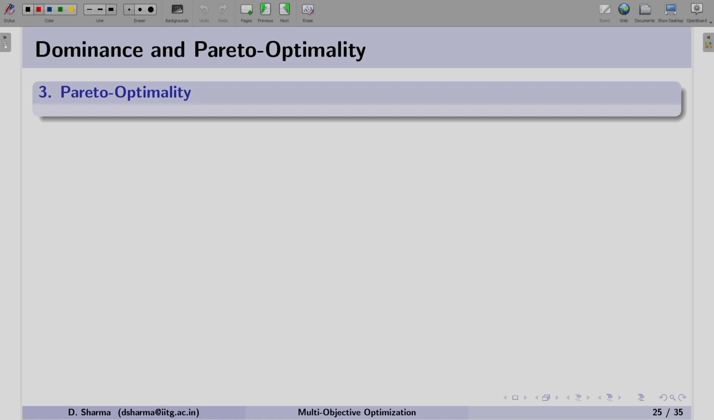Now, we have come to discuss Pareto optimality. So, we will be taking an example here.